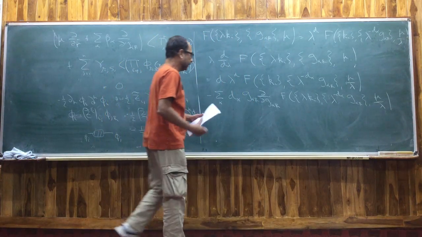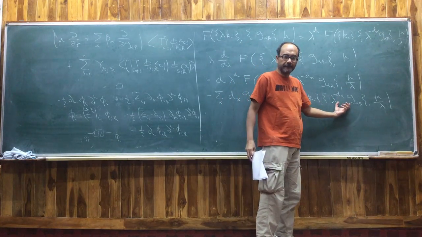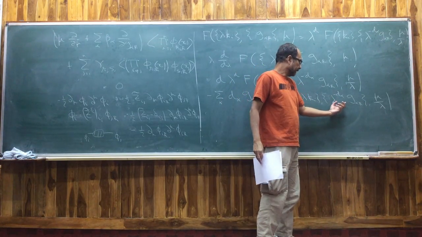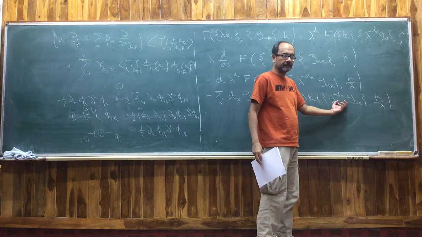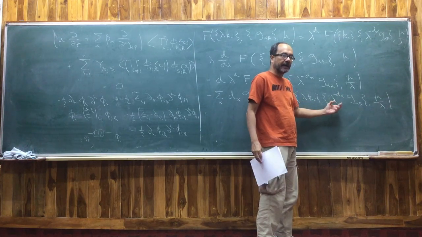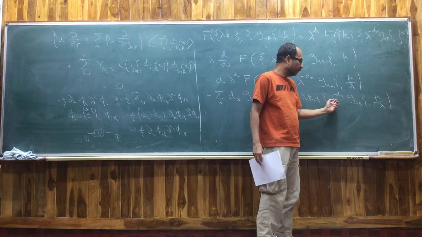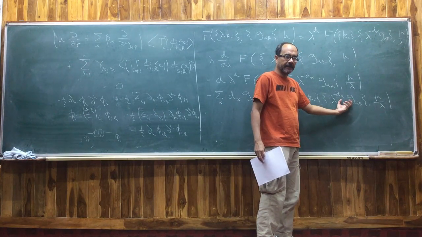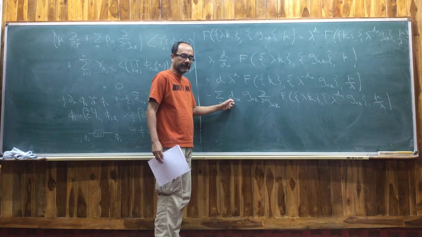Is this clear? Because I'm just using the fact that lambda del del lambda of this combination is the same as g alpha r del del g alpha r of this combination. Because what will lambda del del lambda do? It will bring down a factor of minus d alpha multiplying this, right? G alpha r del del g alpha r will just give you this factor over here. Okay? So that's the origin of this minus d alpha.